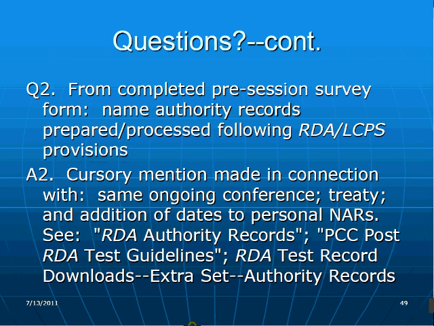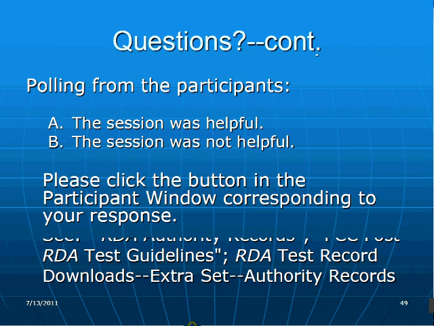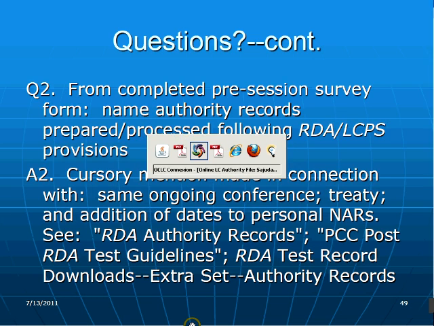Question 2. Name authority records prepared and processed following RDA LCPS provisions. A cursory mention was already made in connection with the same ongoing conference, a treaty, and additional dates to personal name authority records. Please see RDA authority records, PCC post-RDA test guidelines, and there are some examples in the file named RDA test record downloads extra set authority records.